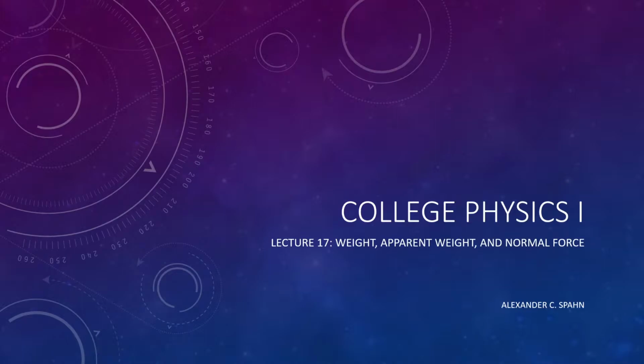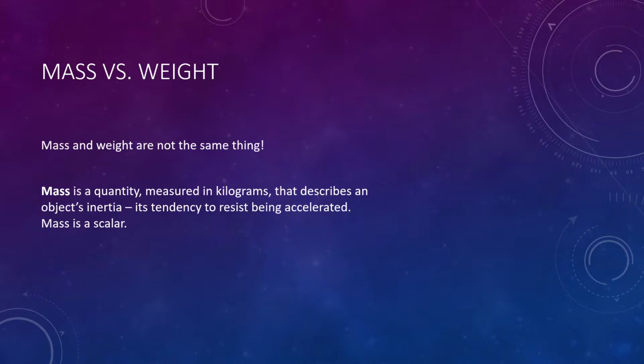The very first thing we want to understand before going into this is that mass and weight are not the same thing, even though these two terms are often interchanged in general conversation. To start, let's define each of them. Mass, by definition, is a quantity that's measured in kilograms, and it's something that describes an object's inertia, which is the tendency for an object to resist acceleration.